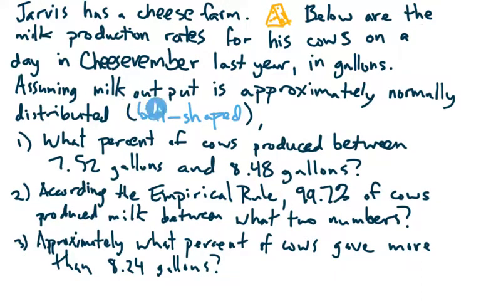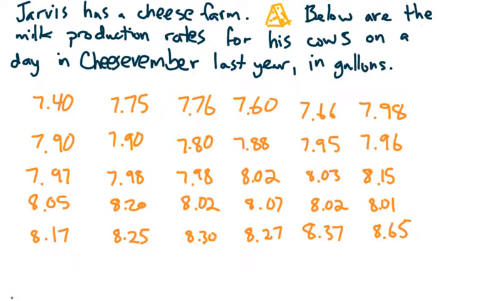Assuming now that the milk output of Jarvis's cows is approximately normally distributed, it is, I checked, also known as the bell-shaped distribution curve, normal, bell-shaped. What percentage of cows produced between 7.52 gallons and 8.48 gallons of milk? According to the empirical rule, 99.7% of cows produced milk between what 2 numbers? Approximately what percent of cows gave more than 8.24 gallons? These are the 3 questions I want you to ask using this data.